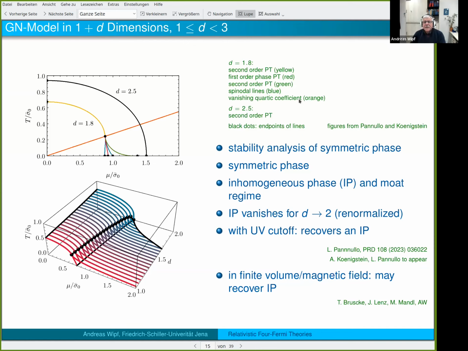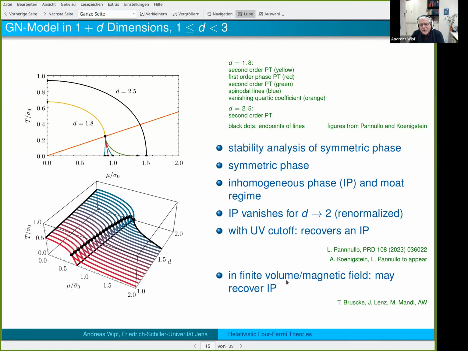Okay. I should mention, as I already mentioned, if you work with a UV cutoff, one recovers inhomogeneous phases for certain models. And what is also a little bit unusual, if you go to finite volumes, you believe that finite volume increases the fluctuations, and there should be no inhomogeneous phase in this case. Anyhow, but it's not true. For fermions, the system behaves a bit differently. So we have seen that in finite volumes, you may again get inhomogeneous phases.